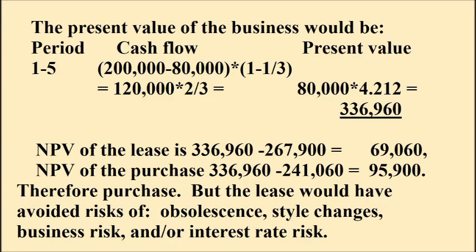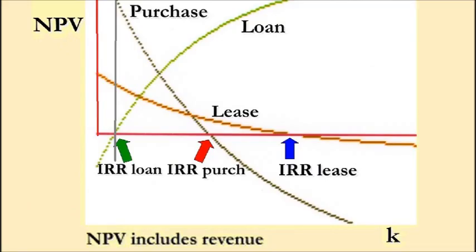With a purchase, you're married to it, so to speak, but with a lease, you can avoid the obsolescence, style changes, business risk. Let's look at that interest rate risk. Here's a graph of the lease and the purchase. Notice the purchase is steeper. Why? Because it's composed of nothing but positive cash flows, whereas the lease has a negative payment offsetting the positive income. Oh, by the way, we have the loan in there, and each one of these cross the horizontal axis where the net present value is 0, and it turns out we call that the internal rate of return, which is another tool we can use and is fraught with problems.